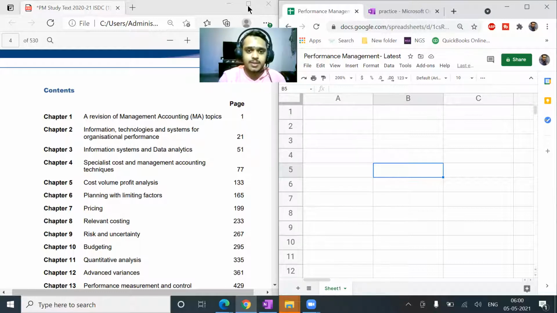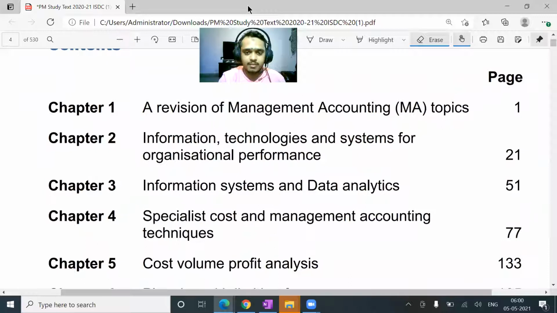All right. So as you can see here with the content, let me just zoom in so that you can have a look at it. The content starts with the revision of management accounting topics. Now, in this performance management, you need to have strong basics of management accounting, which is the second paper of ACCA. Here, in this paper, you build on that foundation, and later on you get more complex problems from what you used to get in management accounting, your second paper of ACCA. Now moving forward, you also get into information technologies and systems.